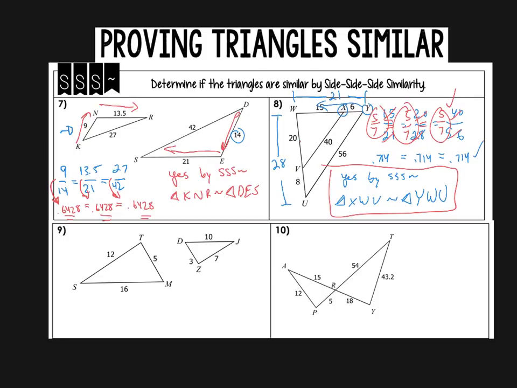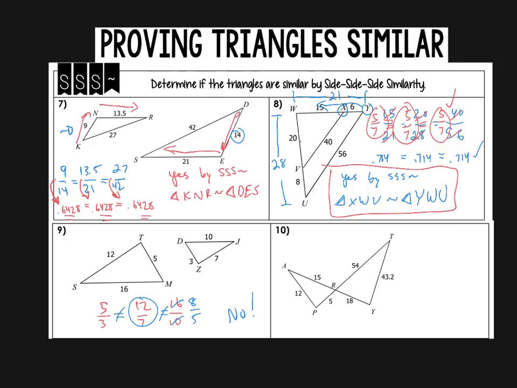Okay, we'll go into number 9. Now list our sides in order. So 5, 12, 16, compared to, in order, 3, 7, and 10. And the question is, do all of these reduce down to 5/3? If I reduce 16 over 10, those are both divisible by 2, I'm going to get 8 over 5, which is not the same as 5 over 3. And this doesn't reduce, so these are not the same. So this answer is already a no.